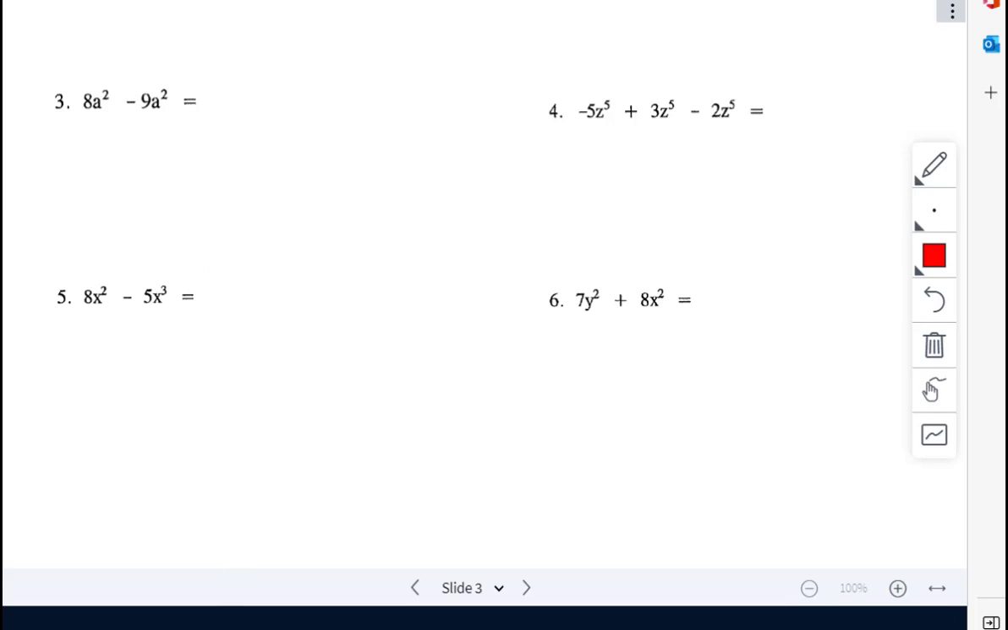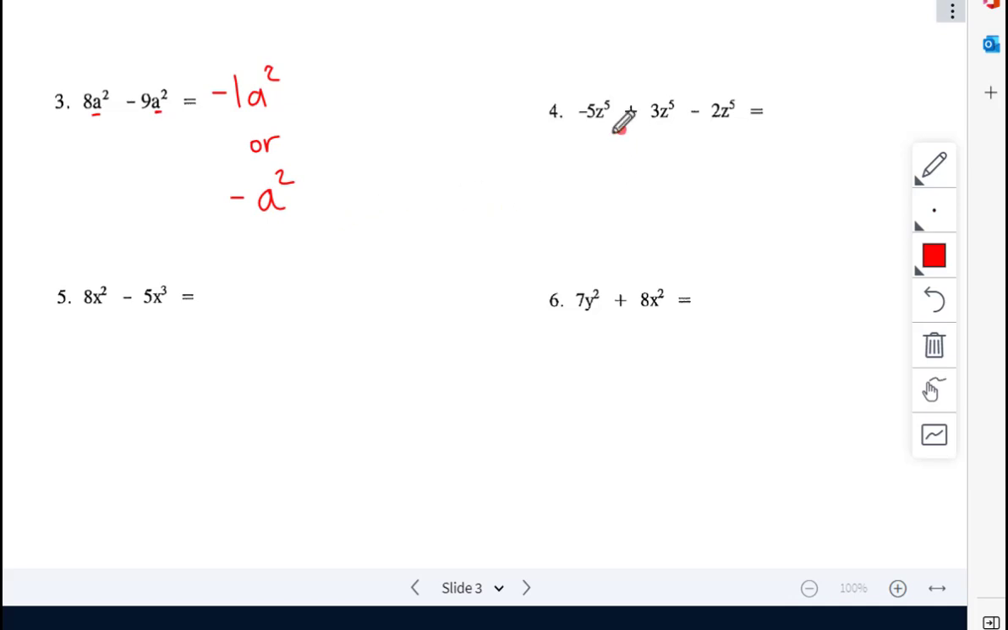Our third example here, we have 8a squared minus 9a squared. Again, a squared and a squared there. Our literal coefficients are the exact same. Therefore, we can collect the like terms. So 8 minus 9, which is negative 1a squared, or just negative a squared. Usually we won't see the 1 there. You'll just see the negative a squared.